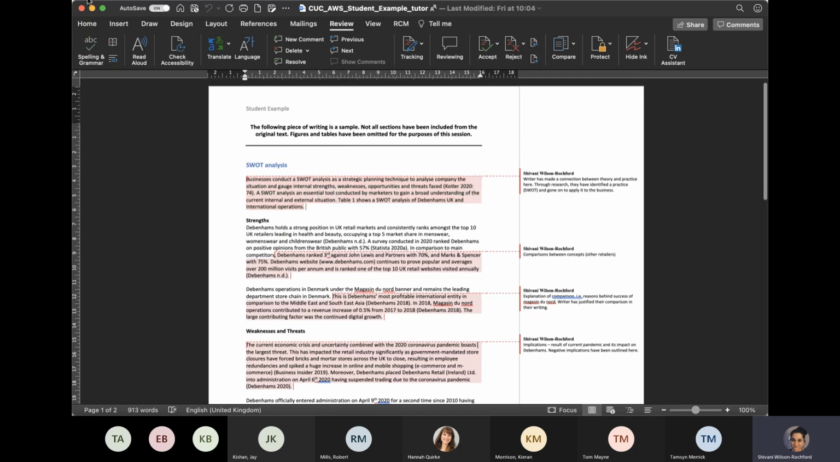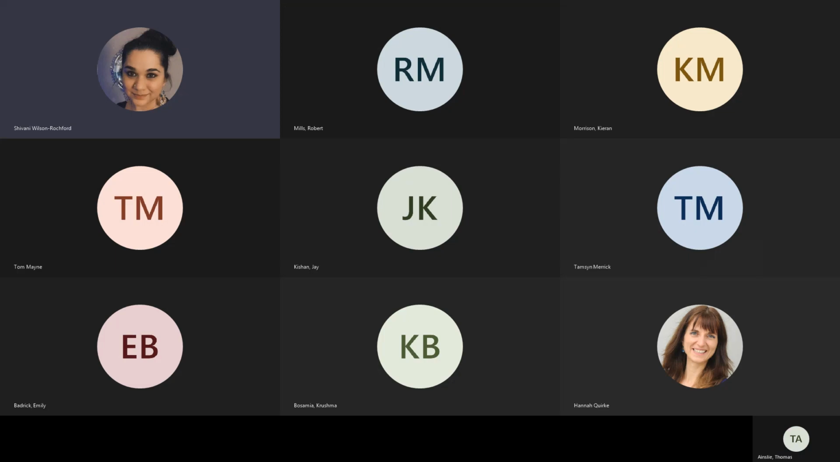Okay, so I will send this annotated version to Hannah for you to have a look at if you want, whilst you're structuring your own writing. So let me just go back to my slides.